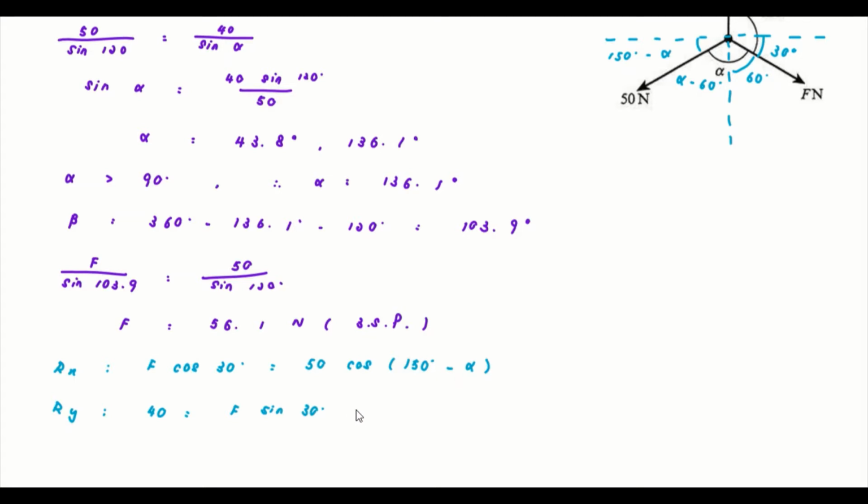And after that it will be plus, and the other one is 50, and we use the same thing as well, sine(150 minus alpha). Then maybe I'll need to rearrange this a bit. So I will have F sine 30 is equal to 40 minus 50 sine(150 minus alpha). When you reach this point, this is your first equation and this is your second equation.